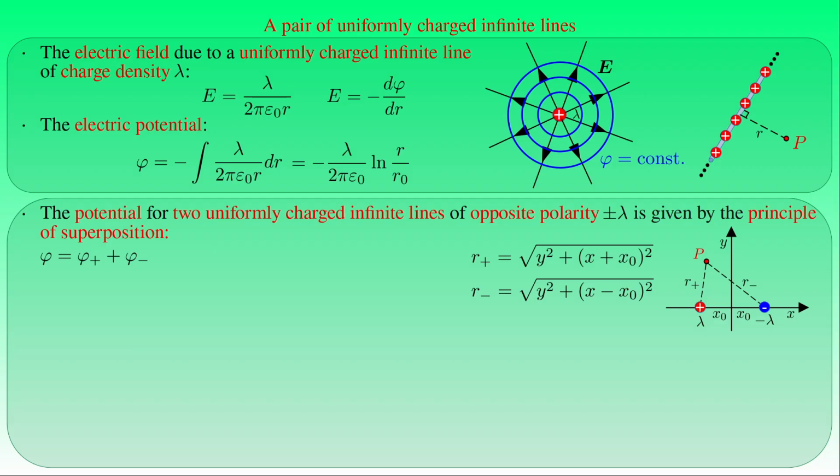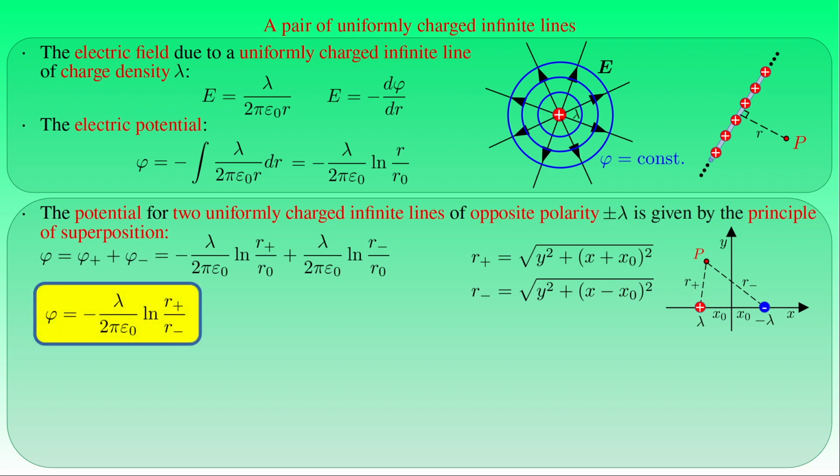If we insert the expression obtained for the potential of an individual line charge into the sum, we can write phi as minus lambda over 2 pi times epsilon naught, times the natural logarithm of r sub plus over r naught, plus lambda over 2 pi times epsilon naught, times the natural logarithm of r sub minus over r naught. As a result, the potential at the point P is given by minus lambda over 2 pi times epsilon naught, times the natural logarithm of r sub plus over r sub minus, where the null point r naught is cancelled out.